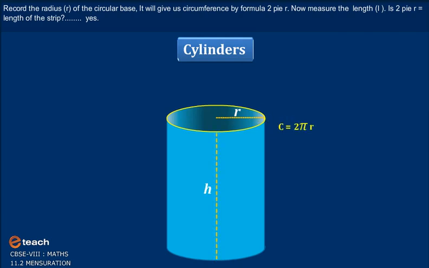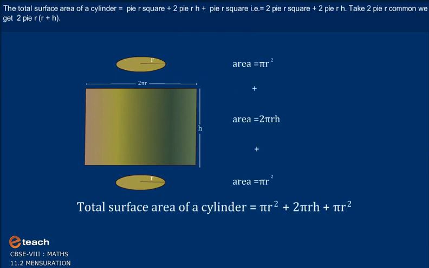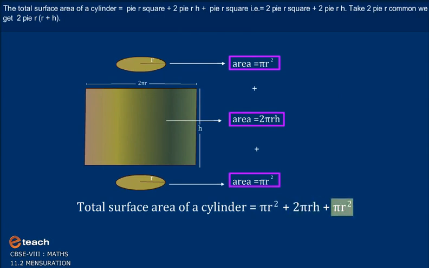Now measure the length L. Is 2 pi r equal to the length of the strip? Yes. The total surface area of a cylinder is equal to pi r square plus 2 pi r h plus pi r square, that is 2 pi r square plus 2 pi r h. Take 2 pi r common and we get 2 pi r into (r plus h).